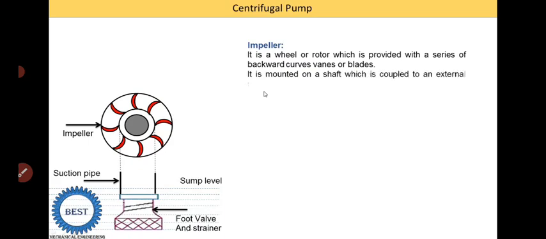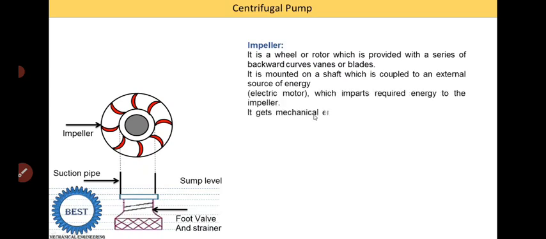It is mounted on a shaft which is coupled to an external source of energy. So this wheel of an impeller is mounted on this shaft, and this shaft is connected with another external source. Another external source means from which we are supplying the mechanical power. It may be an electric motor, it may be an IC engine, or it may be another source which imparts energy. Electric motor is supplying energy to this impeller, and the impeller rotates. So it gets the mechanical energy and converts it into the kinetic energy and pressure energy of the liquid.